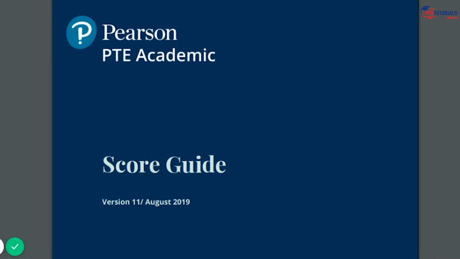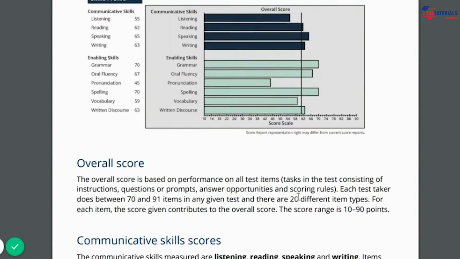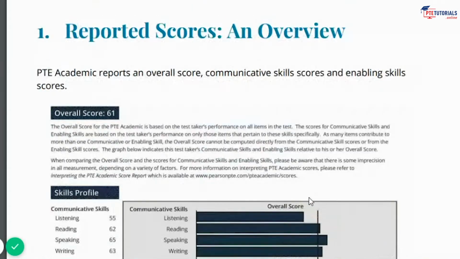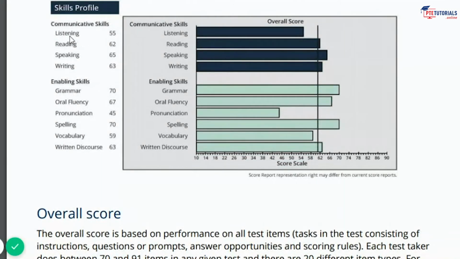Okay, if I scroll down, now you will be able to see the score report. This is how your score report looks. You will have 4 communicative skills: listening, reading, speaking, and writing. And these are the communicative skills, and 6 enabling skills. Let me tell you in brief about these skills.